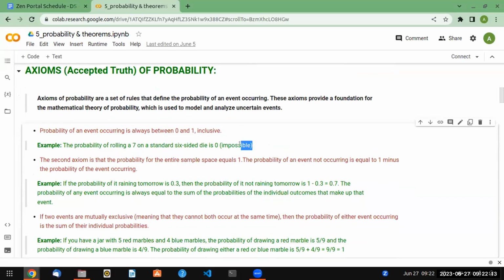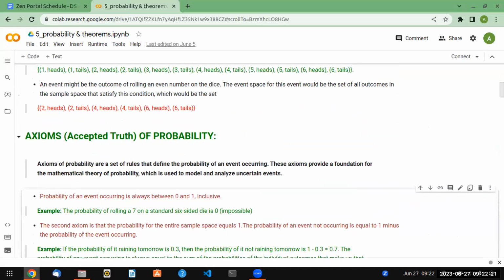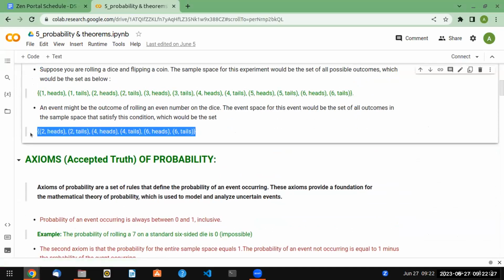Ashish, sorry to interrupt you. Can you please repeat this once again? Yes. This axiom. Okay, I'm clear. See what we did here. Can you try to explain in your own words? It is going to benefit you.